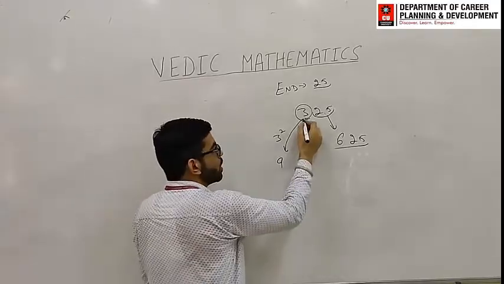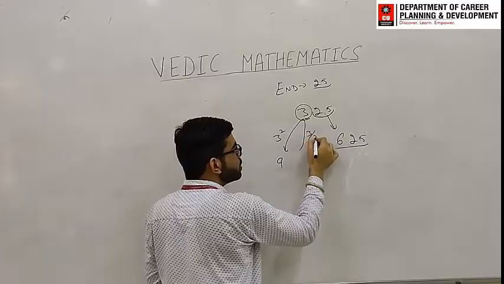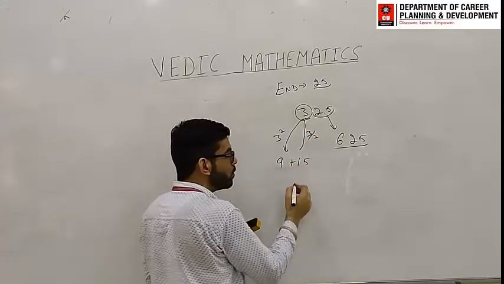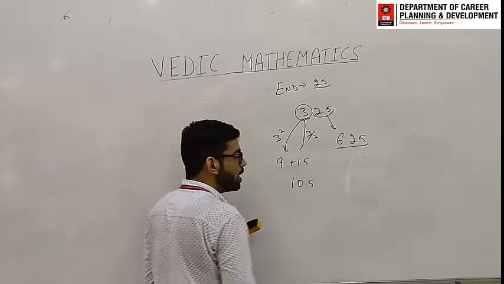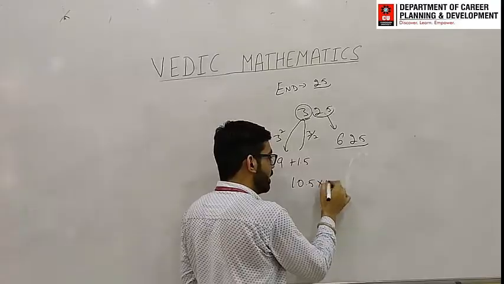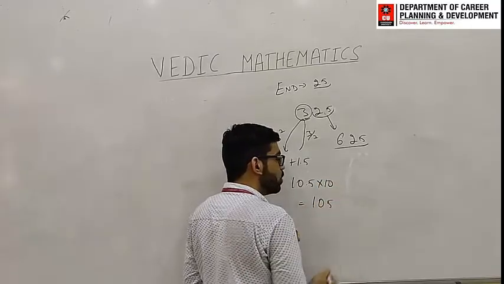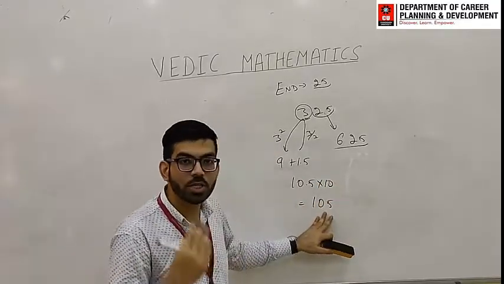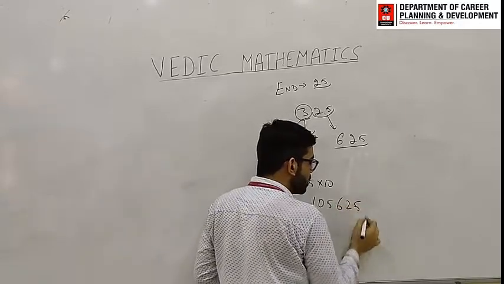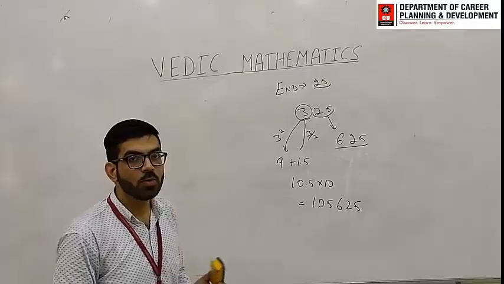Next step, half of that number. That means 3 by 2, so 1.5, and the addition of all these, that means 10.5. And at last, you have to multiply this number by 10. So the number comes out to be 105. This one is the first 3 digits of your answer, and this one is your last 3 digits of your answer. I hope this one is clear.